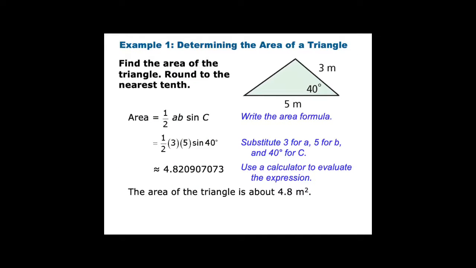Example 1. Find the area of the triangle, round to the nearest tenth. Here we would write the area formula: A equals half times a times b sine of C. Then substitute 3 for a, 5 for b, and 40 degrees for C. Then use a calculator to evaluate, and that gives you approximately 4.82.